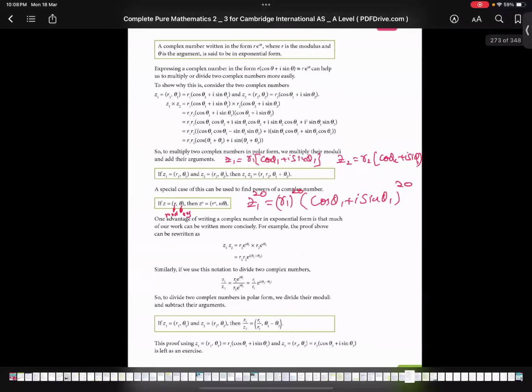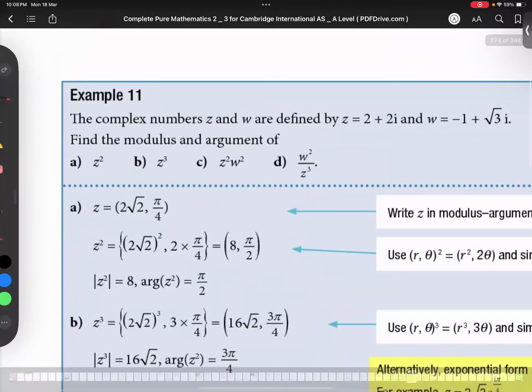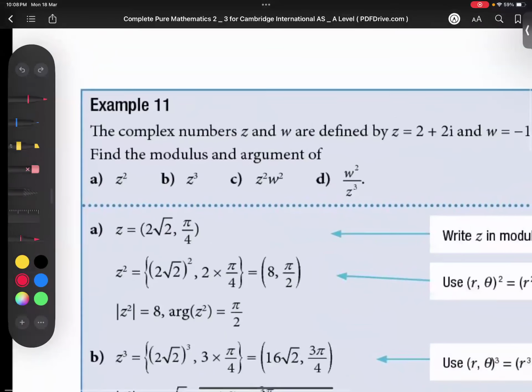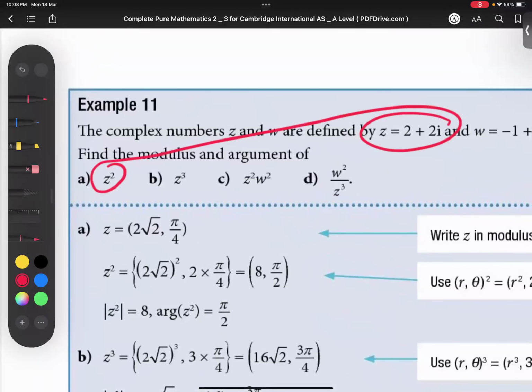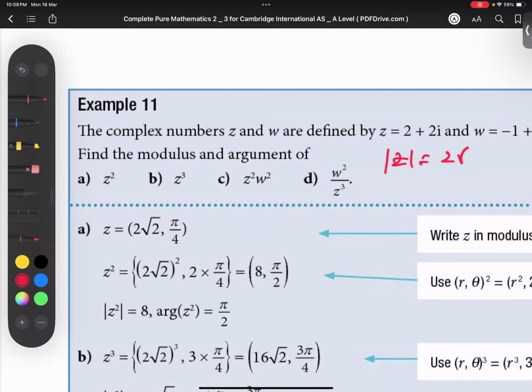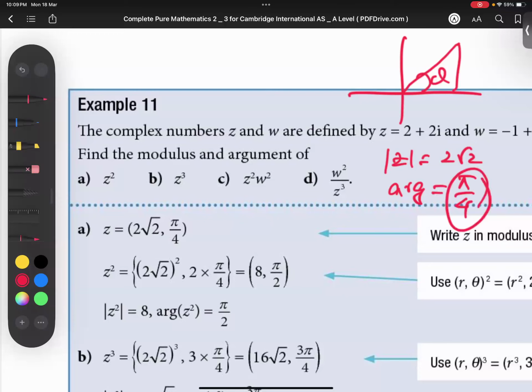I have one example available which is very good for understanding. This is a complex number z, and it says take power 2. What is the technique? I find the modulus, which is very clear: 2 root 2. The argument is also clear: 45 degrees, or I call it pi by 4, the same thing. You know it very well.